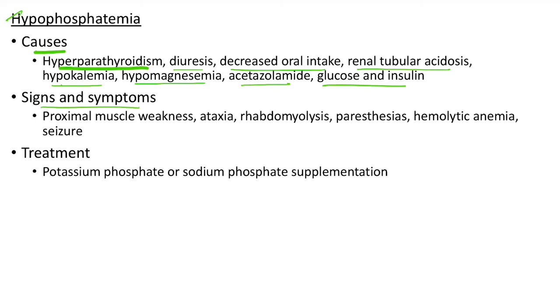What are the signs and symptoms of hypophosphatemia? Proximal muscle weakness, ataxia, rhabdomyolysis, paresthesias, hemolytic anemia, and seizure. How do you treat a case of hypophosphatemia? Potassium phosphate or sodium phosphate supplementation can be given.